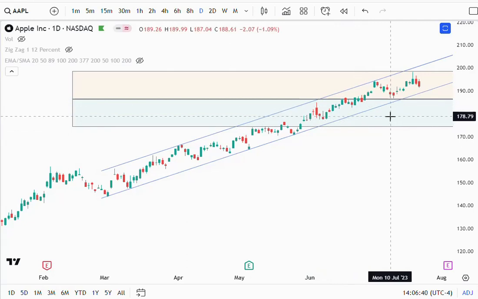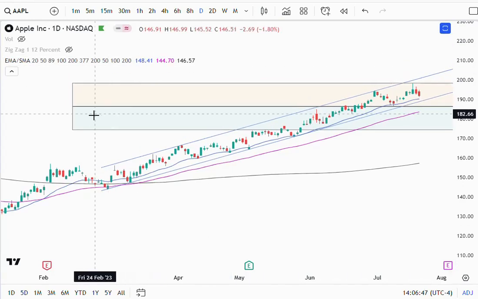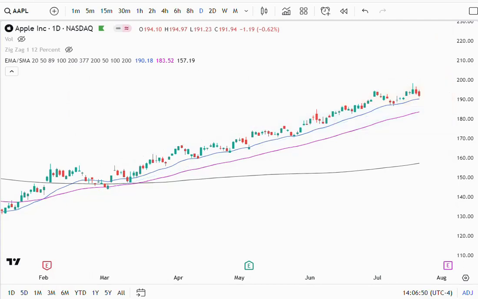But in case it does break below, what are some of the levels we should be looking out for? So first of all, if you look at the moving averages, Apple remains above the daily 20. You can see the daily 20 has been quite good to Apple. A number of times it has rallied and then found support at the daily 20. The daily 20 is around 190. It closed around 192 on Friday. So it's still about $2 above the daily 20. So that would be the first level I'm looking at.